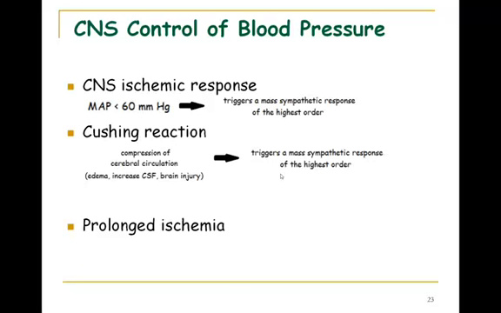And so that's what it's trying to do. Both the CNS ischemic response and the Cushing reaction have very significant effects on trying to get blood pressure up high enough to make sure you have adequate blood flow to the brain. The question is, why would they do this? You're shutting down blood flow to the kidneys, the liver, other places, except for real core areas.